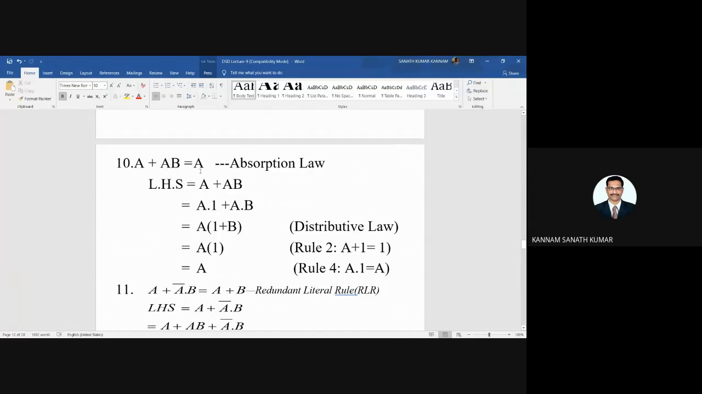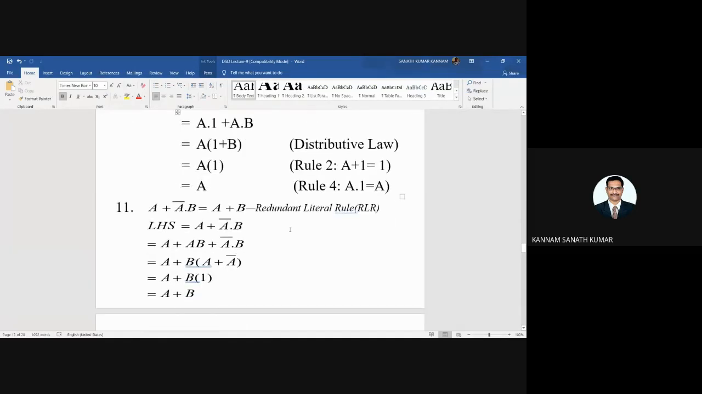Okay. So this is the proof for the absorption law. So A plus AB equal to what? A. Okay. So you can write here A into 1, no? A plus AB. So you are taking the LHS. A into 1 plus AB. You can take A common. You are getting 1 plus B. So this is from the distributive law. So that means you can take common by the distributive law. And from rule 2, A plus 1 equal to, you know, 1. So A into 1 we are getting. So from rule 4, A into 1 equal to what? A. Okay. We are getting A. So this is the proof for the absorption law.